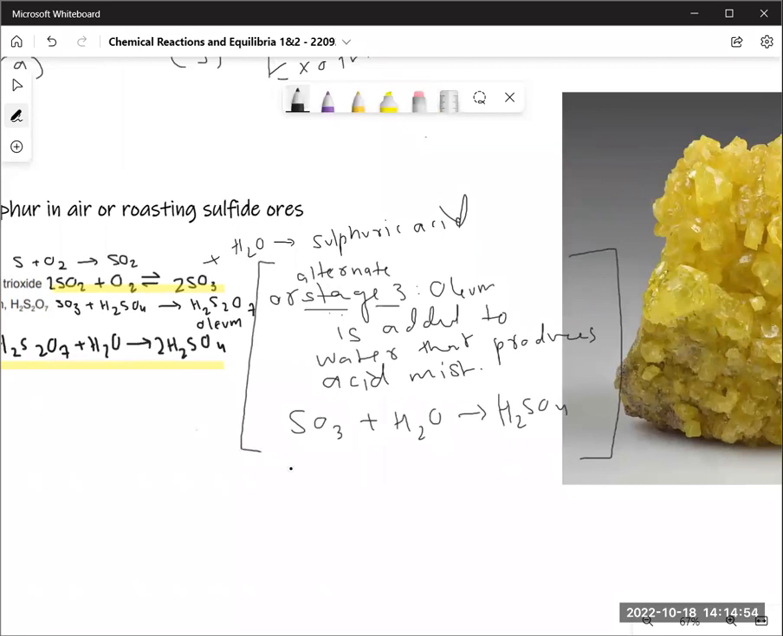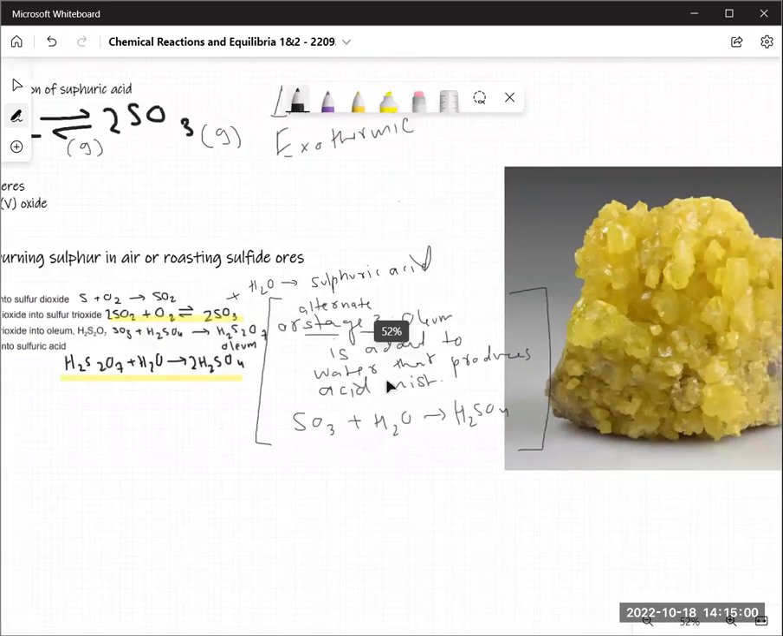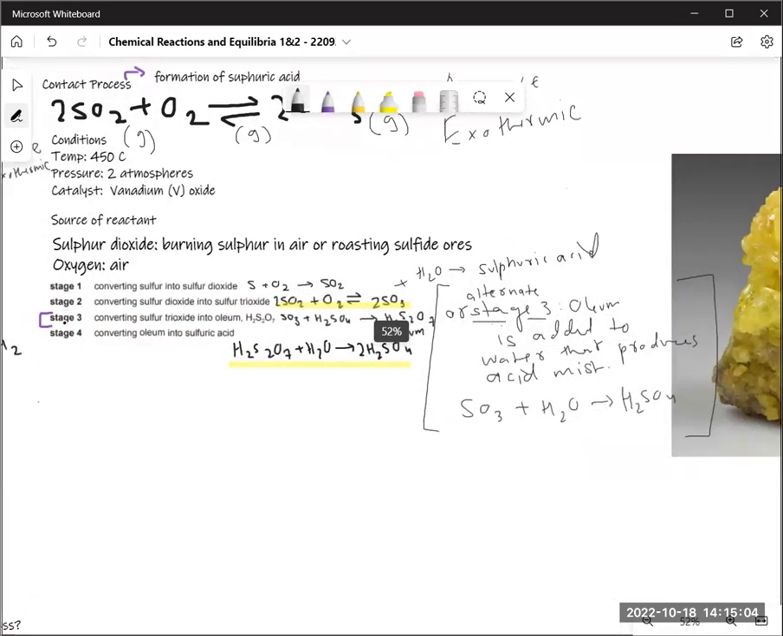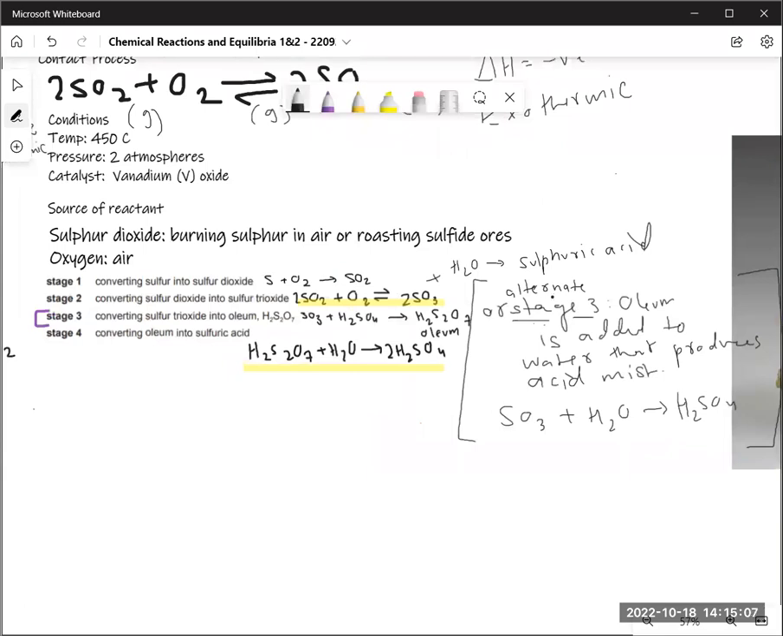Anas, I'm writing stage 3 right now, the one you just showed. I'm on water. You have to write both of these, not just one. So this is stage 1, 2, 3, and below this, write alternate stage 3. It's a possibility. There's no stage 4 after this.